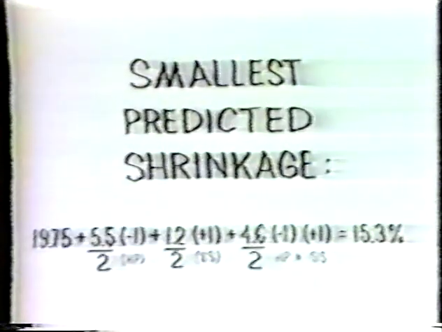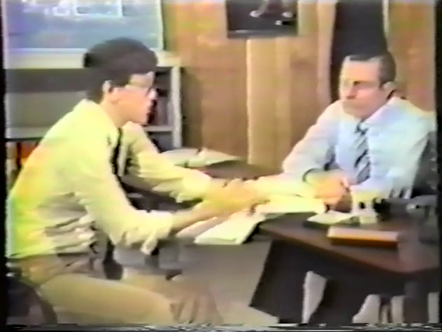Numerically, this equation is percent shrinkage equals 19.75 plus 5.5 over 2 times holding pressure, plus 1.2 over 2 times screw speed, plus 4.6 over 2 times holding pressure times screw speed. Now, we notice two things about this equation. One, the interaction effect coefficient is quite large. It is a significant part of the equation.